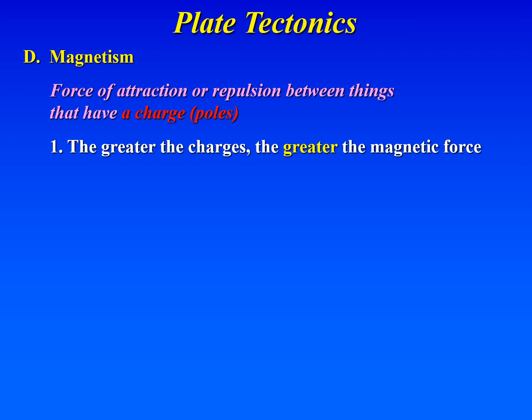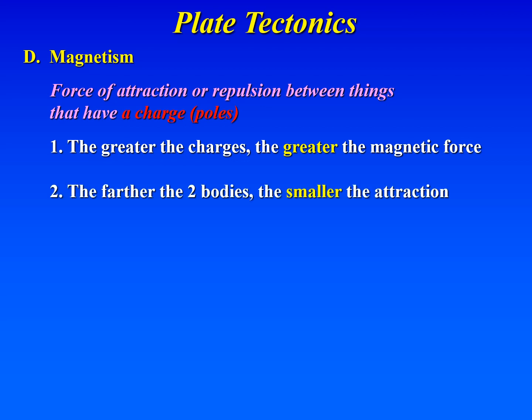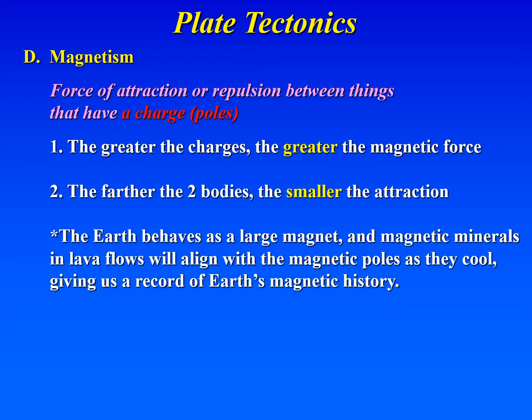So similar to gravity, magnetism is greater when the charges are greater. Just like with gravity, gravity is greater when the masses are bigger. And just like gravity, magnetism also has a distance component. The farther apart the two poles or the two charges, the smaller the attraction, or in some cases repulsion, is going to be.